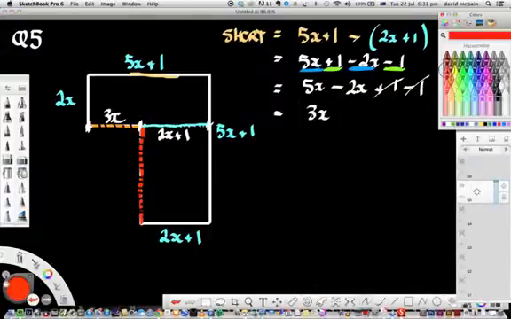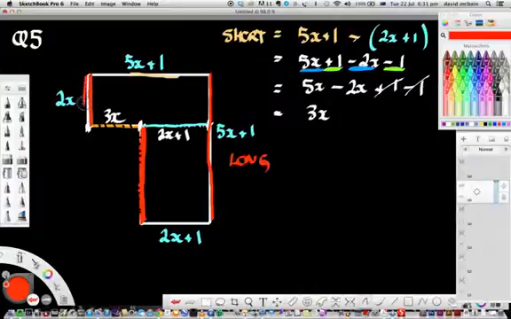The longer side, it's the same idea. This side here, this length, plus this length equals this length. So this side plus this side equals the long side here, which means if we have the long side and we take away this bit here, that will leave us with this bit.